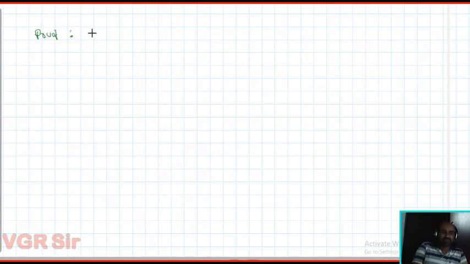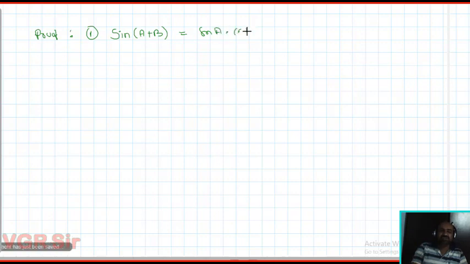First one, sin 2A, I want proof. For that I want to use the sin (A plus B) formula, already derived in the previous chapter. Sin of A plus B, what is that? Sin A cos B plus cos A sin B.